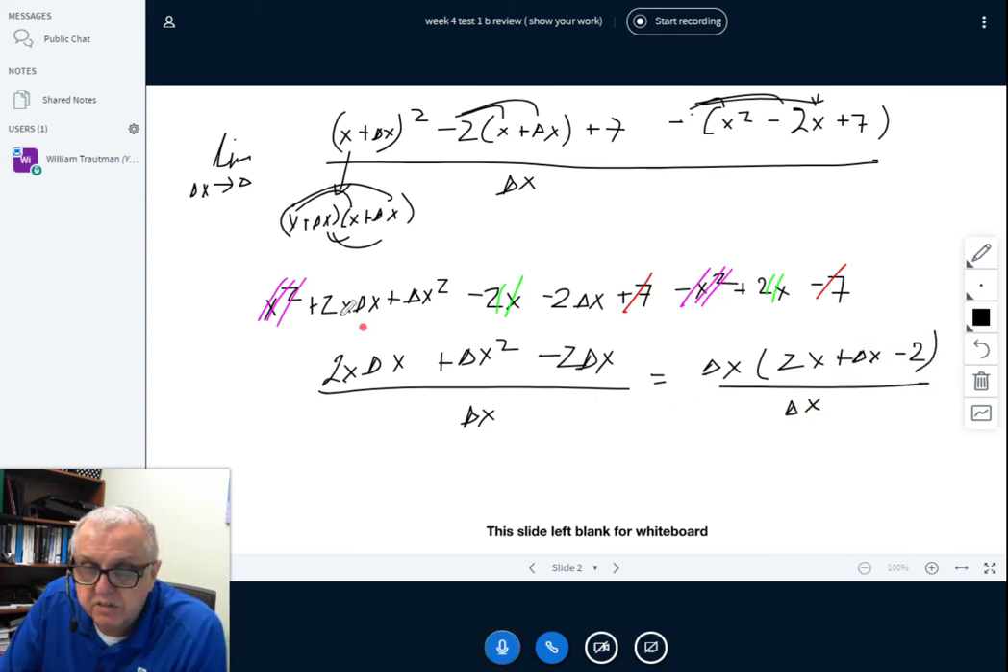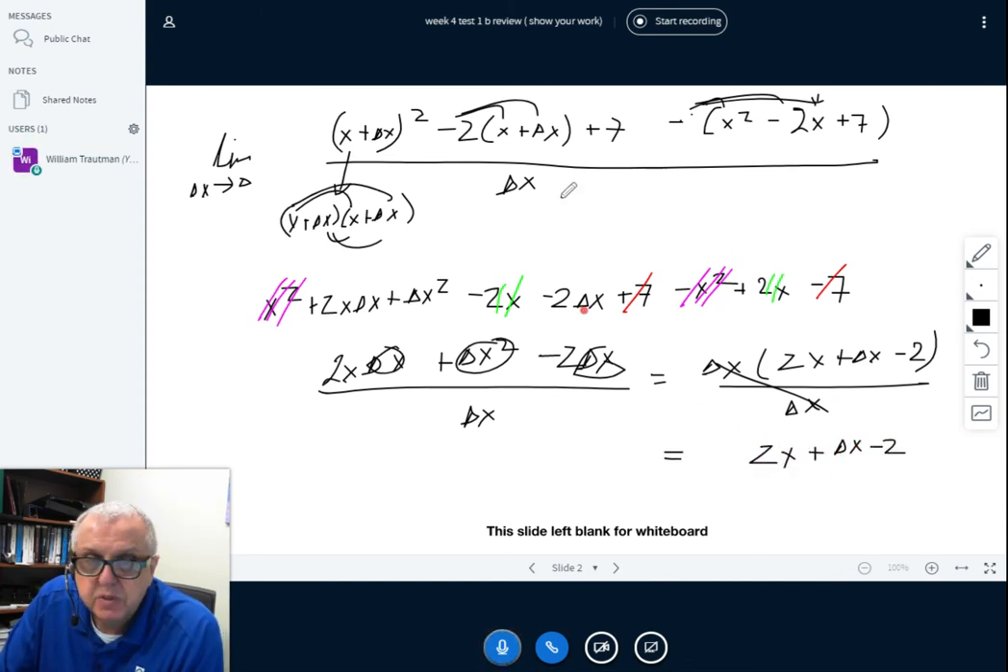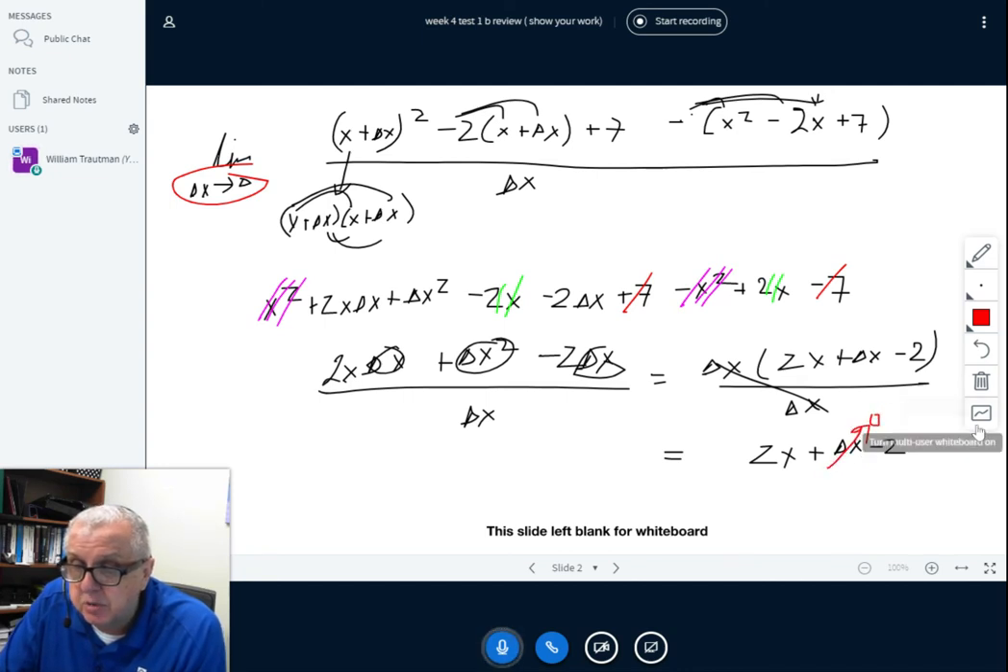Over change of x. I factored out a change of x out of all of these. Those cancel. I'm left with 2x plus change of x minus 2. And don't forget, that's not the answer because we're taking the limit as change of x approaches 0. So change of x is approaching 0. So my final answer would be 2x minus 2.